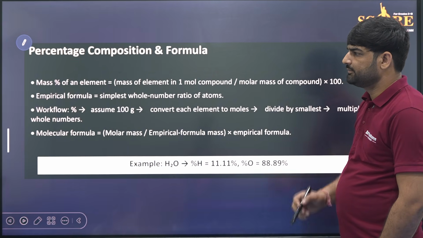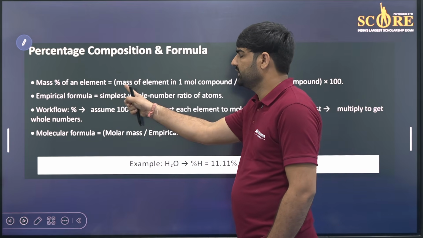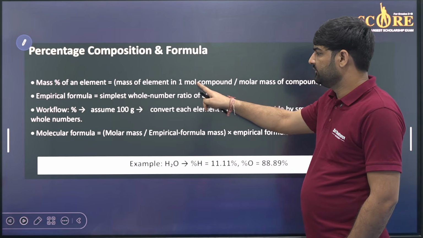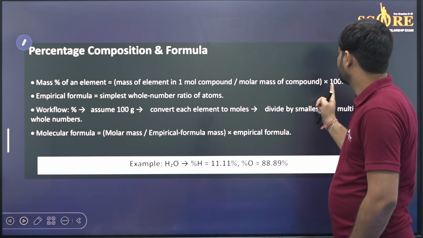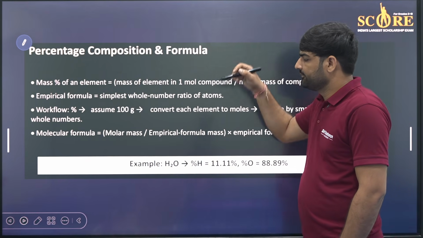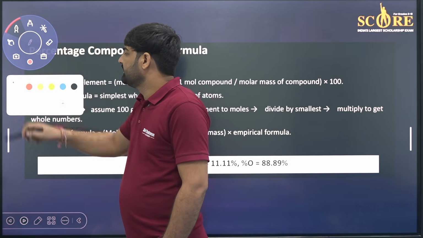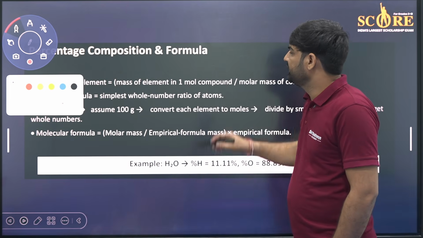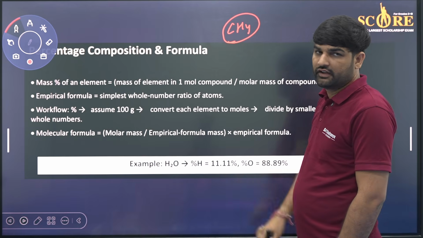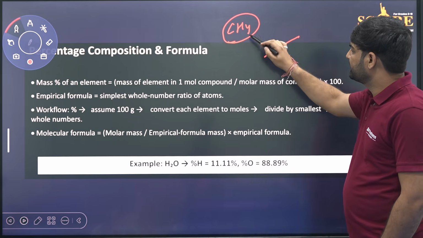So what is percentage composition? Here is the mass percentage of an element. The formula is mass of element in 1 mole of compound divided by molar mass of compound, multiplied by 100. What is meant by this? If we take the example of CH4, then you have to take 1 mole of CH4. So what is the molar mass of CH4?